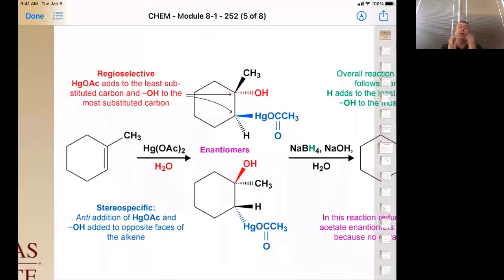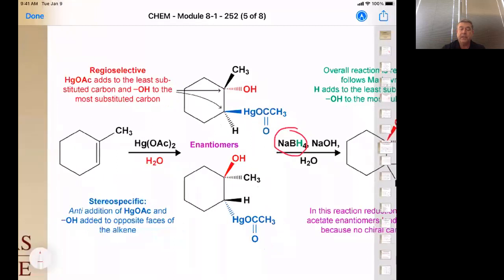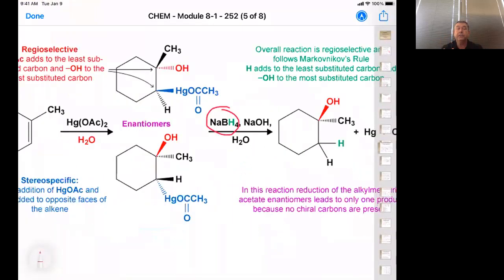Now, once we have that mercury on there and we have our OH on there, we typically don't want the mercury on there. So we actually reduce it off using this sodium borohydride right here. And that gives us our oxygen on our more substituted carbon. And our hydrogen is taking the place of our mercury.